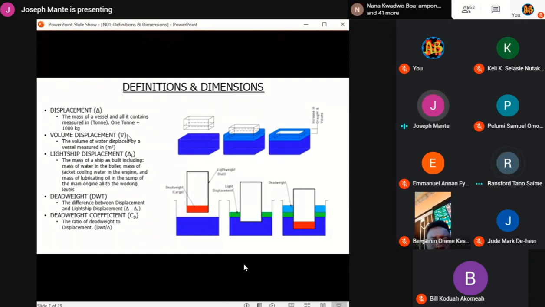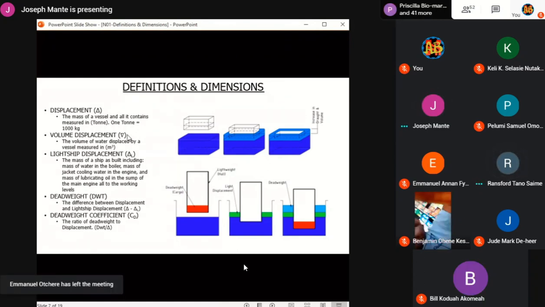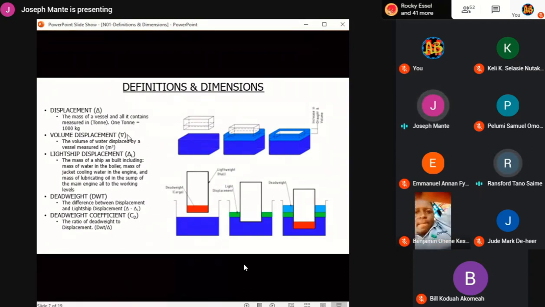Now when you say light ship, the mass of the ship includes the mass of water in the boiler, mass of jacket cooling water in the engine, and mass of lubrication oil in the pump of the main engine, all to the working water levels. Now, when you say lightweight ship, when you are designing, we already know what the hull is. You already know what the hull is.